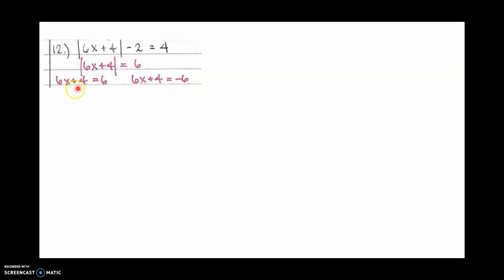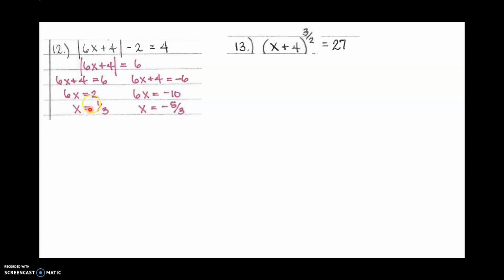So to get x by itself, let's subtract 4 and then divide both sides by 6. So 2/6 would give us 1/3 reduced down. Same thing here, let's subtract 4 from both sides and then divide both sides by 6. So that would give us negative 10/6, which would simplify down to negative 5/3.